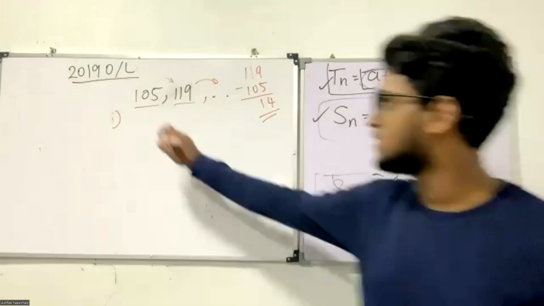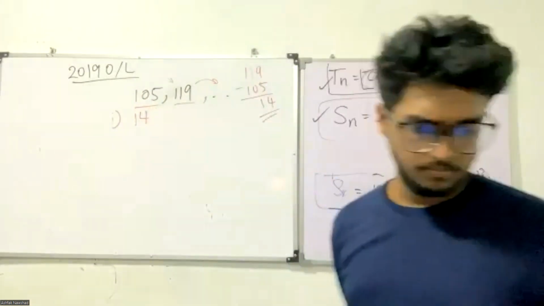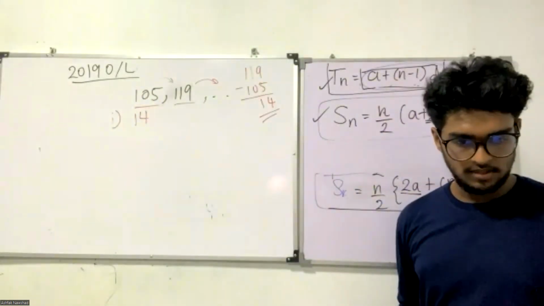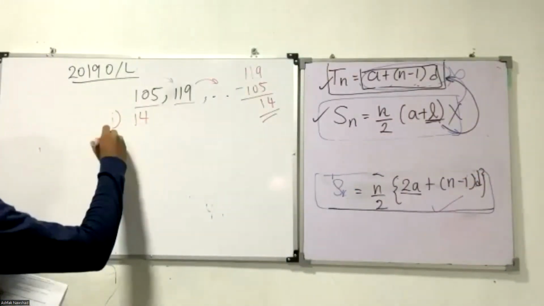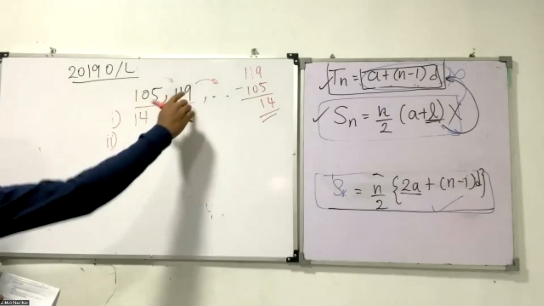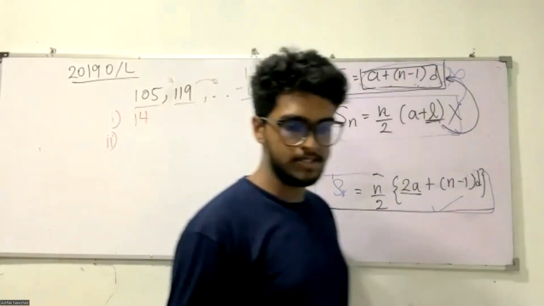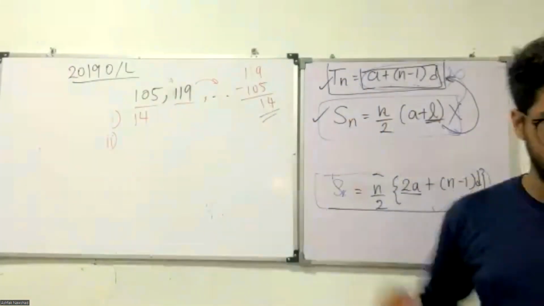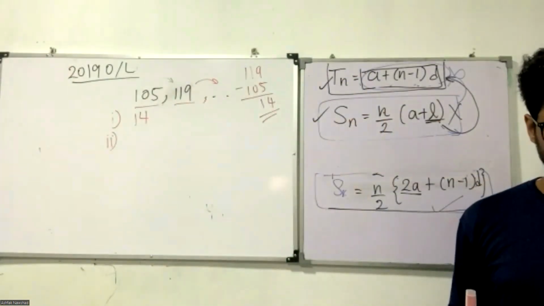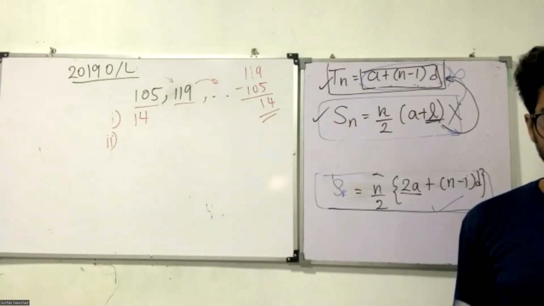The answer for the first question is 14. We good, right? Okay. And they ask to find in minutes. So the question runs in minutes, whether 105 minutes or 119 minutes. Find in minutes the time she spends training in the 7th week.